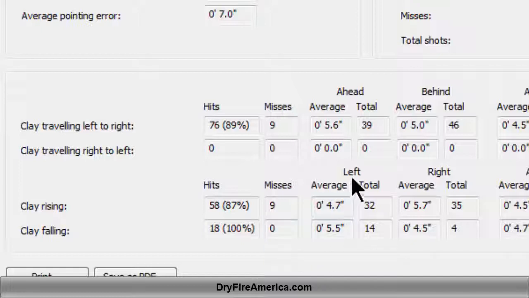Next, we have a category called left and a category called right. So what we find here is when the clay was rising, 32 times I was to the left of the target by an average of 4.7 inches, and that would amount to the same thing as being behind. And 35 times I was to the right or ahead of the target by an average of 5.7 inches.